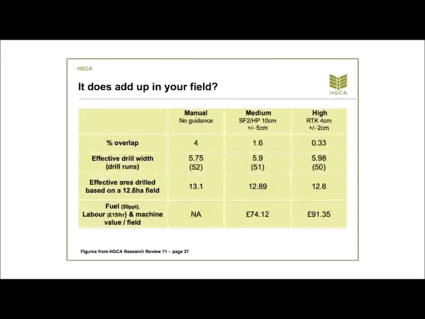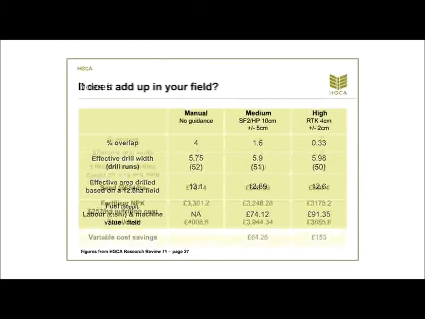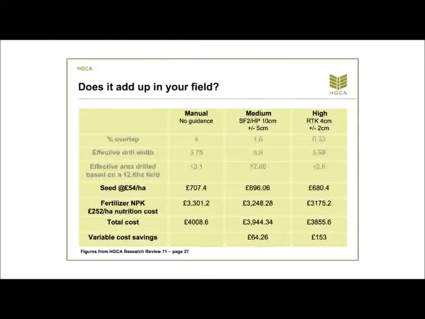What happens if we put the other inputs into there? What effect will that have? Okay, so if we look at some of the bigger costs, I won't go through all the figures that are greyed out there. That's a repeat of what we just looked at. But if you look at seed, for example, and again the figures are taken from that research document, the seed cost at £54 a hectare, then it's costing you about £707 to drill that field at the moment with the 4% overlap. If we take that down to 1.6% overlap, it's costing us about £10 less, and about £25 less if we go to the RTK situation. So not huge savings there, but there are some savings.